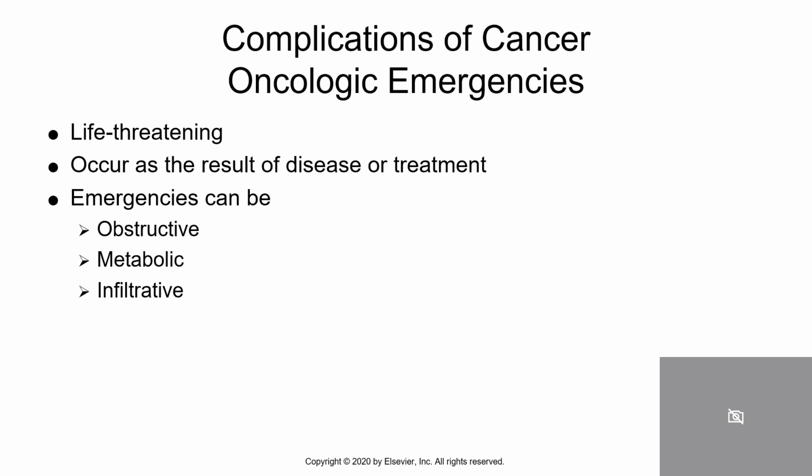Oncologic emergencies are life-threatening, and these are emergencies that occur as a result of either the disease itself or the treatment. These can be obstructive emergencies, metabolic, or infiltrative emergencies. Obstructive are going to generally be caused by the tumor obstructing an organ or a blood vessel. Maybe something like spinal cord compression syndrome would be an example, or an intestinal obstruction. Metabolic emergencies are going to be caused by the production of ectopic hormones from the tumor, or either secondary to some type of alteration caused by the tumor or treatment itself.